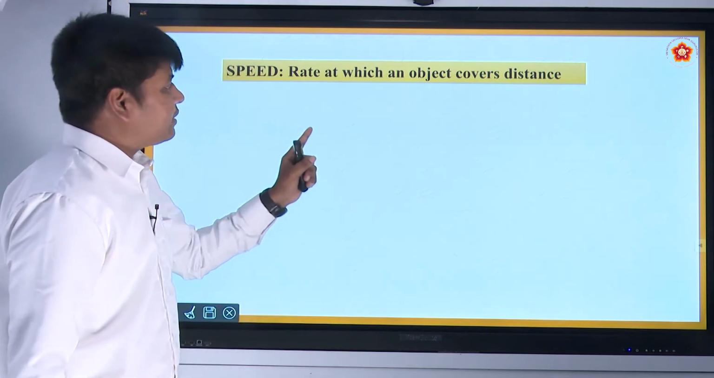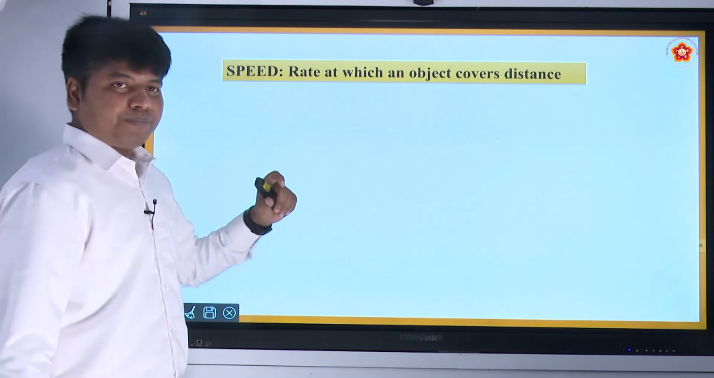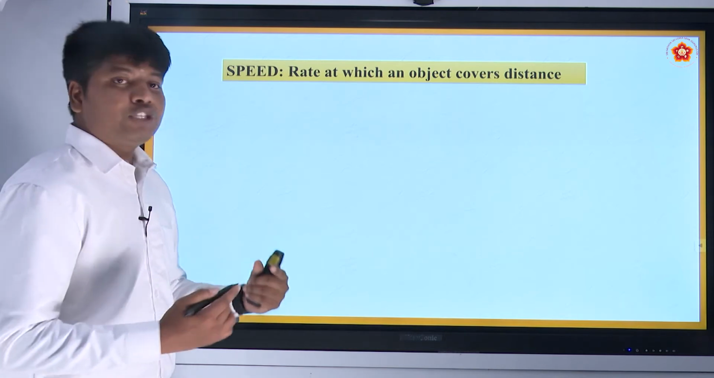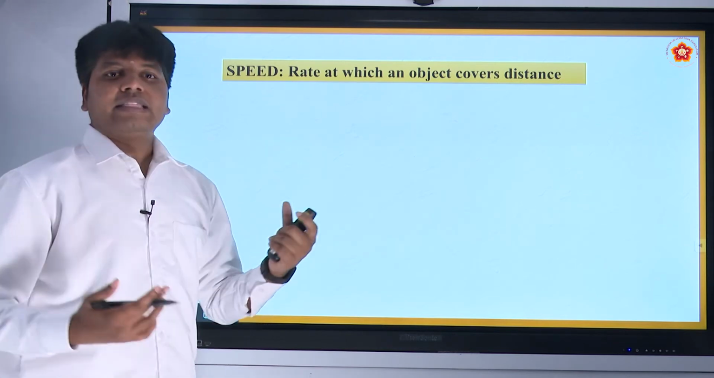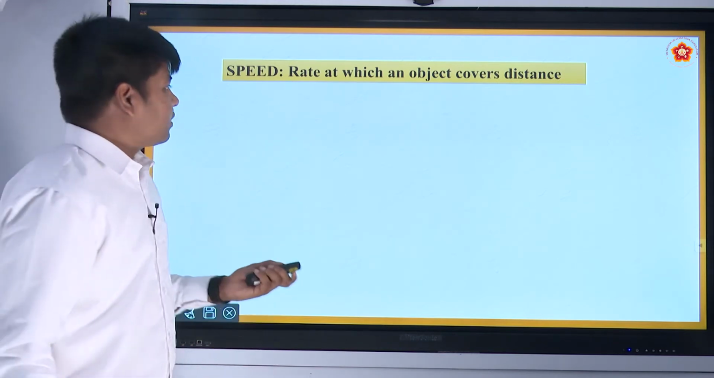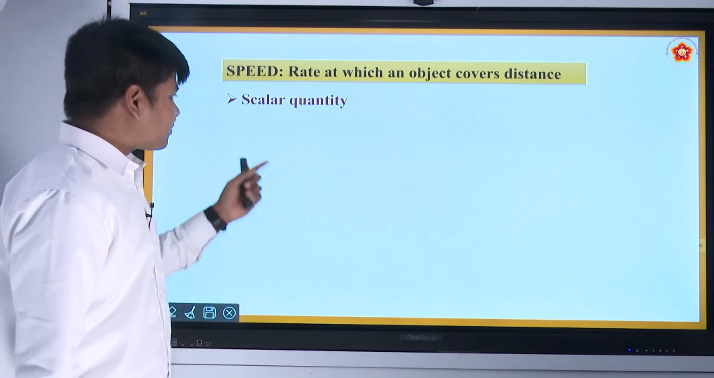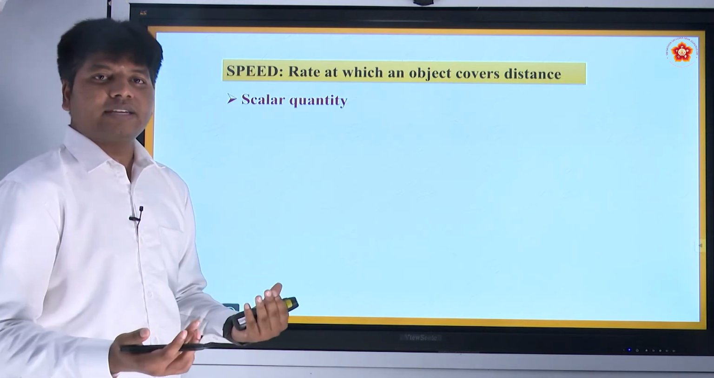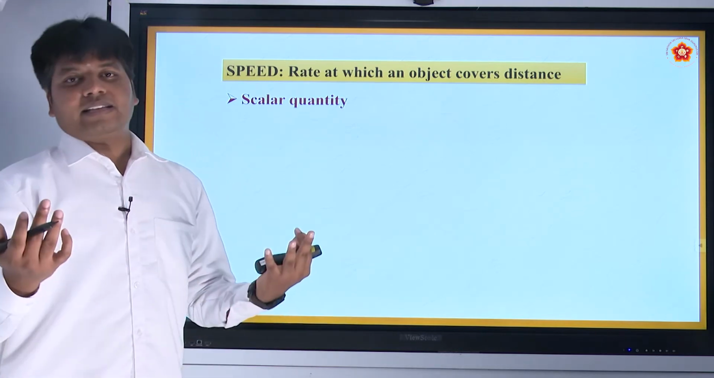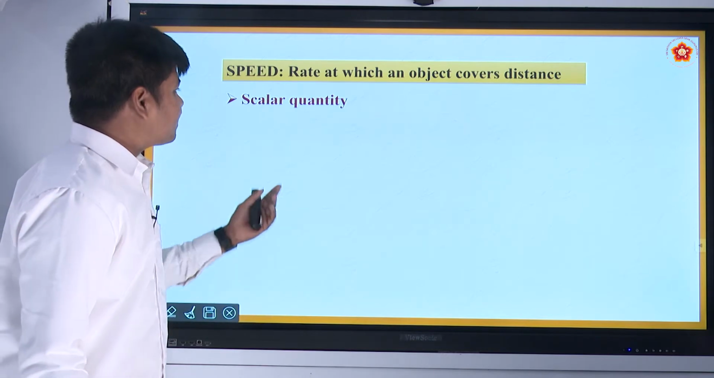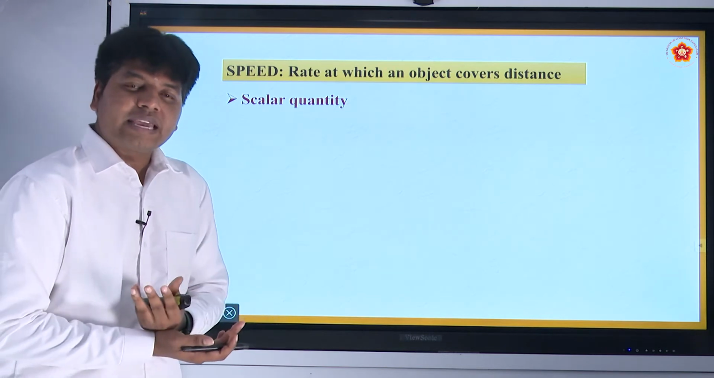Speed is the rate at which an object covers distance. Alright. So what it is basically saying is the rate at which you are traveling. You are traveling some distance, so at what rate you are traveling, that gives you the speed. Speed is a scalar quantity. What is a scalar quantity? It has magnitude, no direction. As distance has no direction, it only takes values as it increases the length of the path. So speed also does not have any direction.